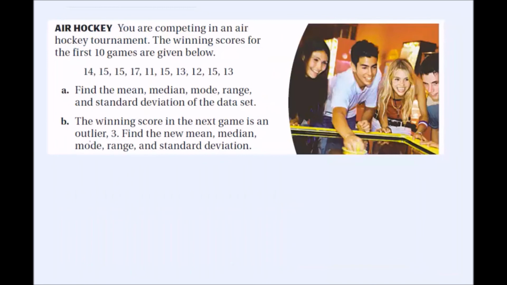Question B, we're not going to actually work through all of it. It just says the winning score in the next game is an outlier, 3. What that means is this outlier is nowhere near the average of the scores. It's some number that's really far away from a standard deviation of the average. So what it wants you to do is recalculate the new mean, median, mode, range, and standard deviation using this outlier 3 so you can see what happens to these values.